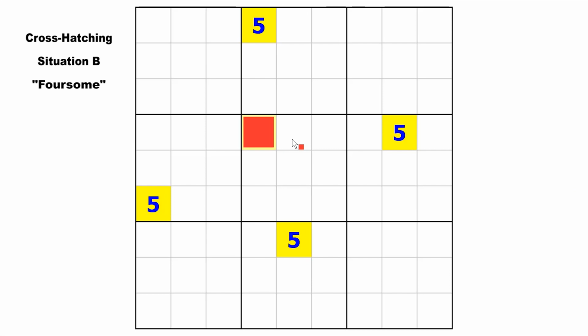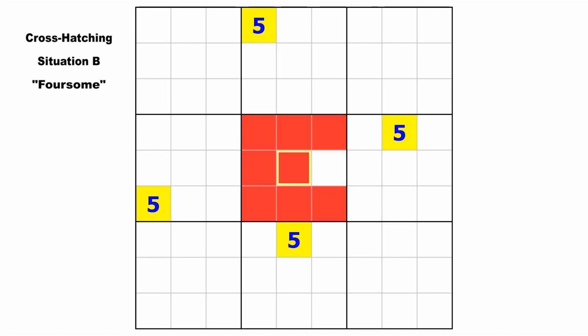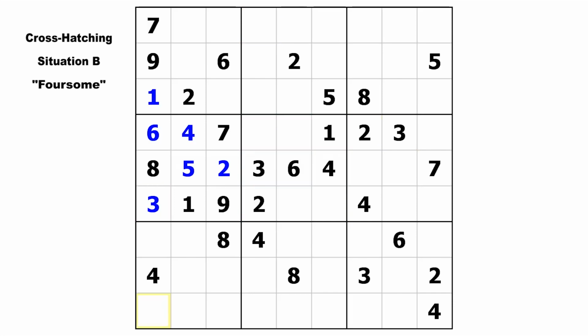2 rows and 2 columns, all containing the same digit and intersecting with a block where that digit has not yet been placed. And they block all these red cells, leaving only one place left for a 5 to go, and that is right there. And you can enter it just like that. It's a guarantee.